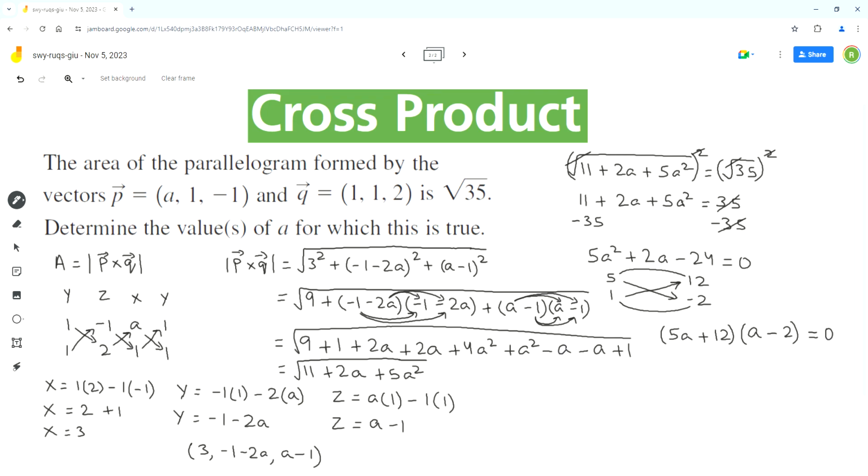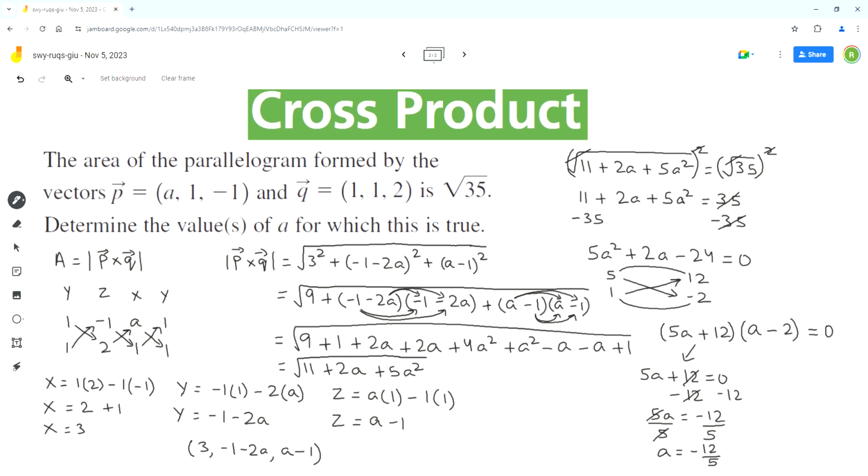Now we get two cases. The first case is, we can solve for a in this equation by subtracting 12 from both sides. And now we can divide both sides by 5. So I get a equals negative 12 over 5. So this is the first solution for a. Now we can analyze the second case.